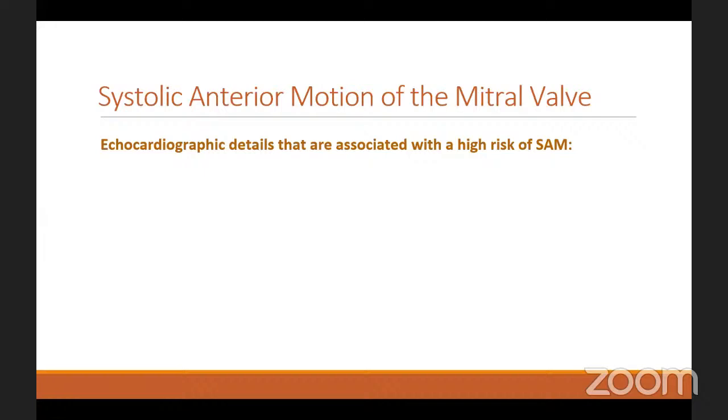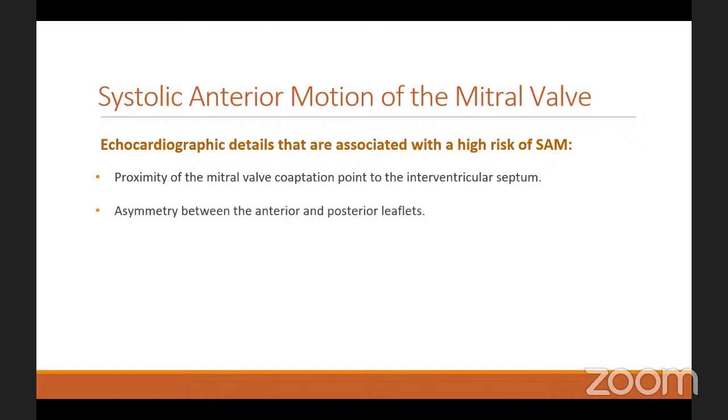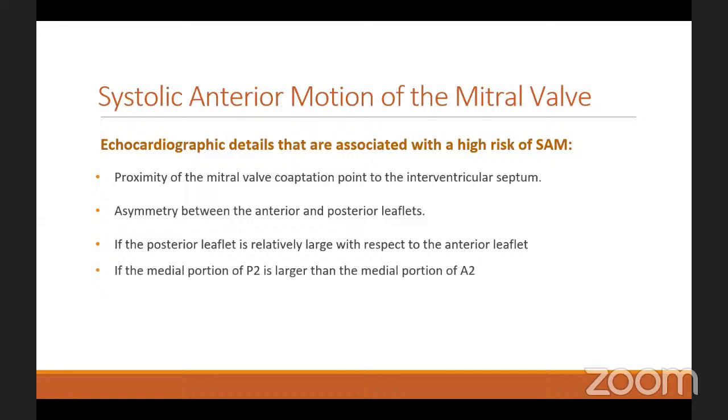What are the echocardiographic details that are associated with a high risk of SAM preoperatively? When you see that the mitral valve coaptation line is proximal to the intraventricular septum, or when you have an asymmetry between the anterior and the posterior leaflet, or if the posterior leaflet is relatively large with respect to the anterior leaflet, or when the P2 portion of the posterior leaflet is larger than the medial portion of the A2.